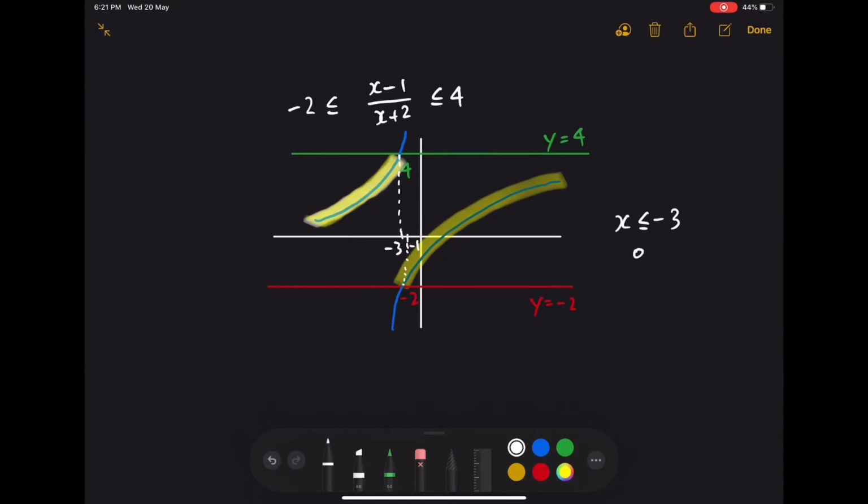Okay, or we have another one to be here, because you can see that between the red line and the blue line we have another one that is more than -1 and is going all the way towards the positive region. So we have another range to be x is more than or equal to -1. Once you get these two, that is the answer for solving this inequality question.